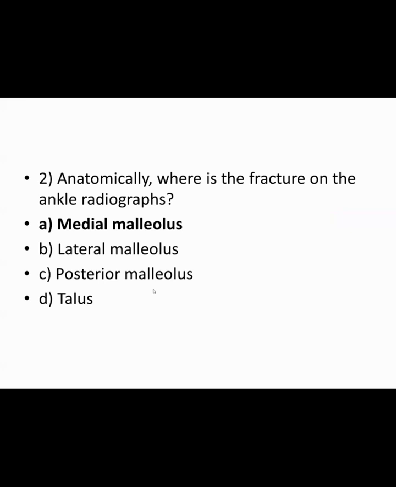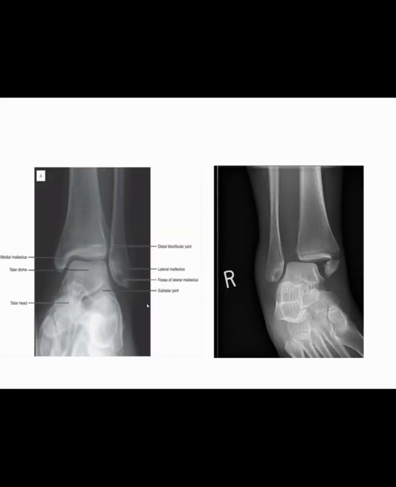Anatomically, where is the fracture on the ankle radiographs? As we saw before, when we were going through our systematic interpretation, the fracture was located in the medial malleolus. And this is where knowing and understanding your anatomy is crucial to radiographic interpretation. So we see over here that this is labeled as the medial malleolus, and when we apply that to our image here on the right, we can see that that's where the fracture line is.